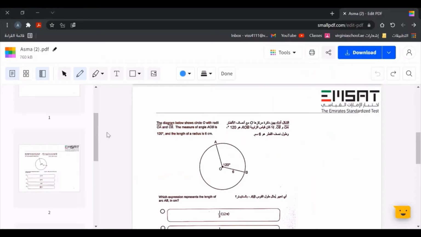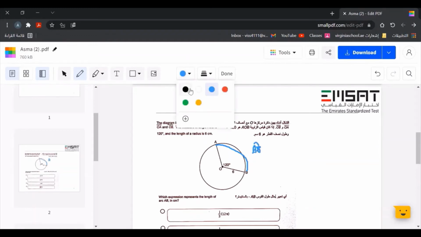The diagram below shows circle O with the radii OA and OB. The measure of angle AOB is 120 degrees and the length of the radius is 6 centimeters. Which expression represents the length of the arc AB in centimeters? So we can see here we have a curve. So the curve here is known as the arc length, the arc of AB.